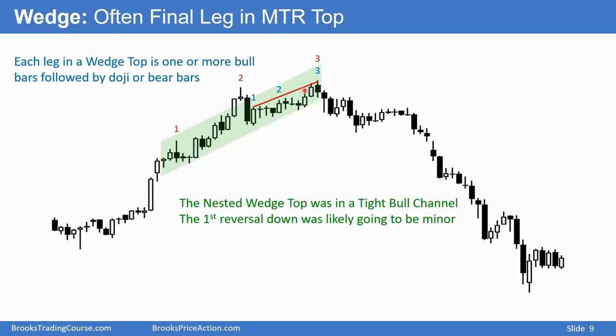Very tight bull channel here, and the entire channel is tight. And therefore, the first reversal down probably is going to be minor, leading either to a bull flag or a trading range.